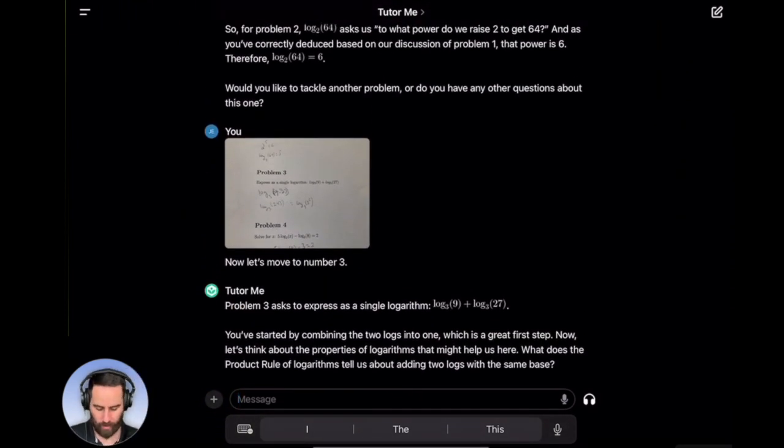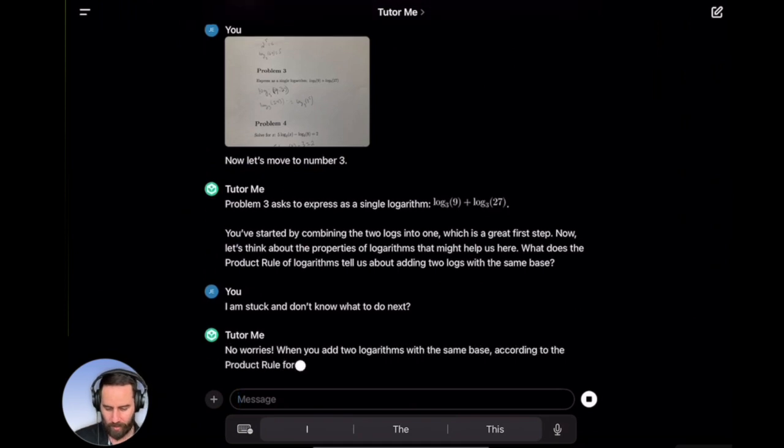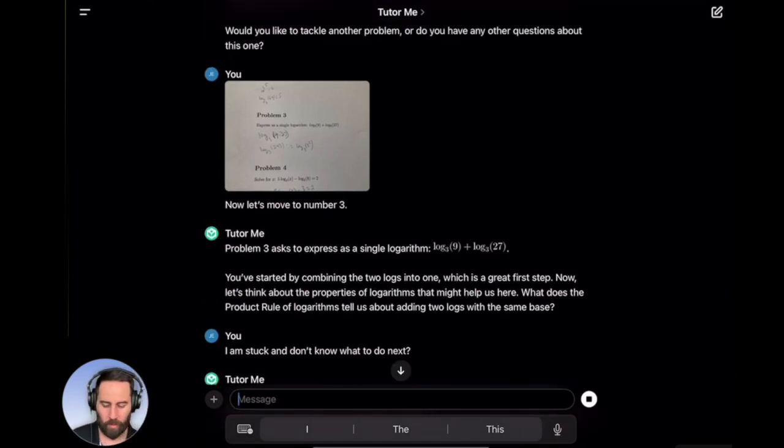You've started by combining the two logs into one, which is a great first step. Now let's think about the properties of logarithms. Okay, so I am stuck and don't know what to do next. There are times when you get to this. For example, if we zoomed in, we multiplied 9 times 27, so we have log to the base 3 of 3 to the 5th, which is 9 times 27, it's just 243. I remember getting to a spot in certain cases and you're like, I don't know what to do next.